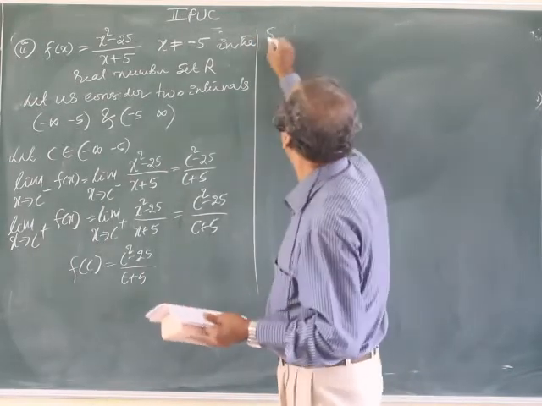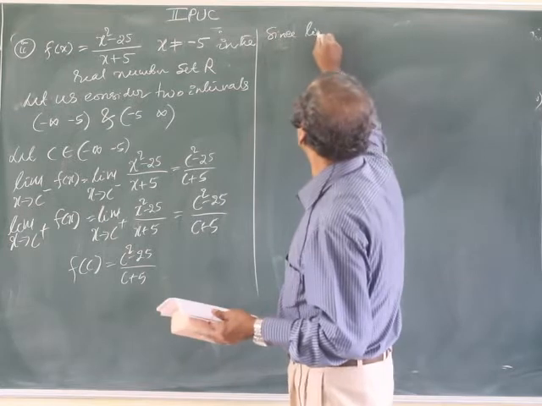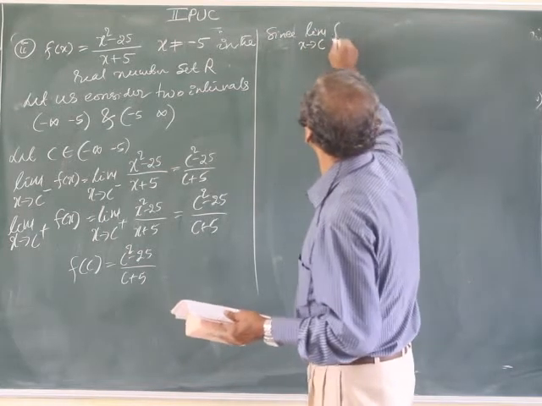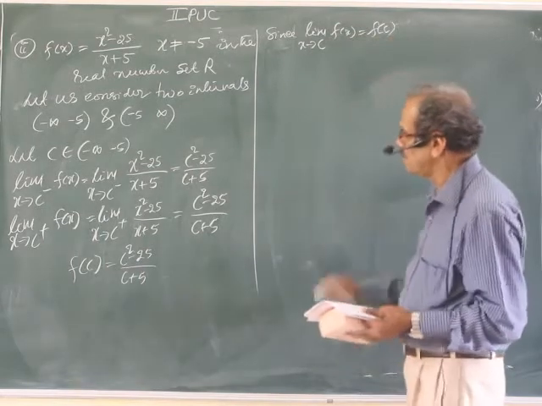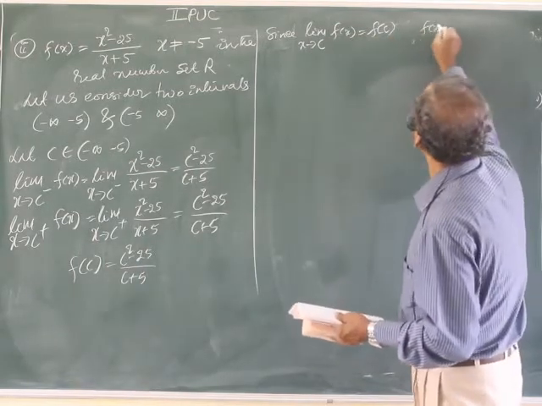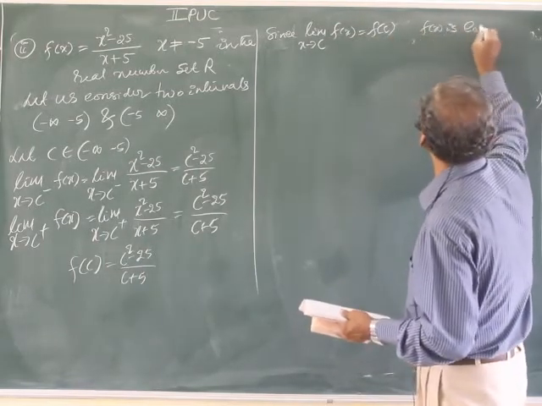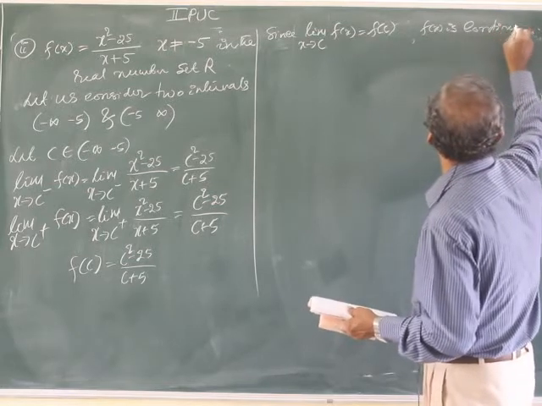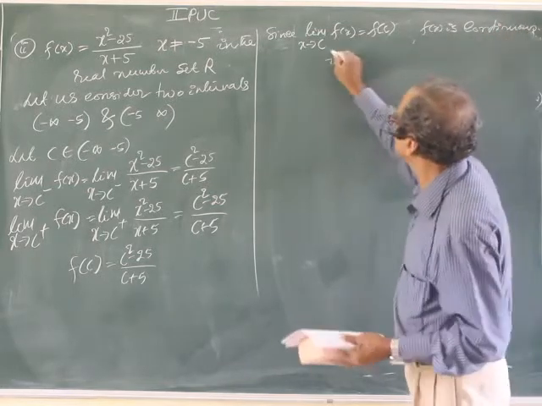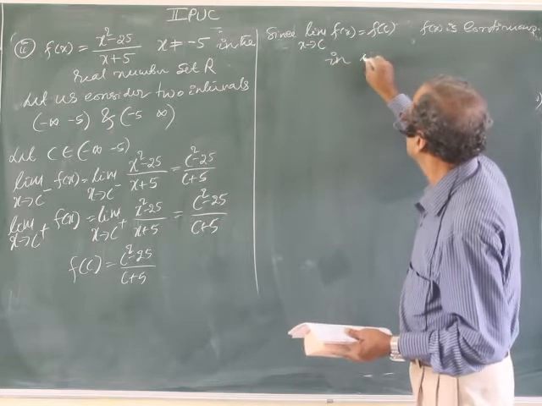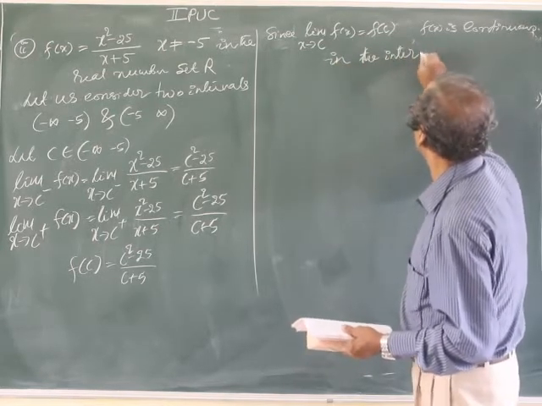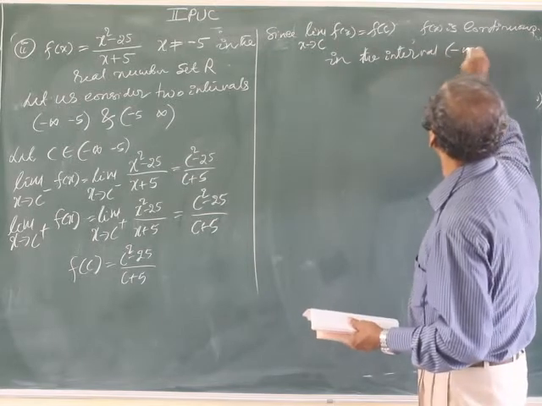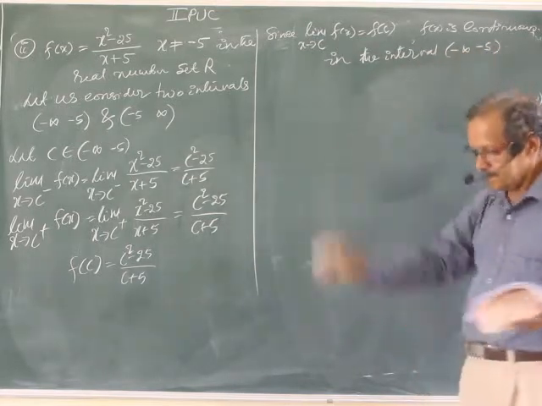Since limit x tending to C f of x equal to f of C, f of x is continuous in the entire interval, in the interval minus infinity up to minus 5.